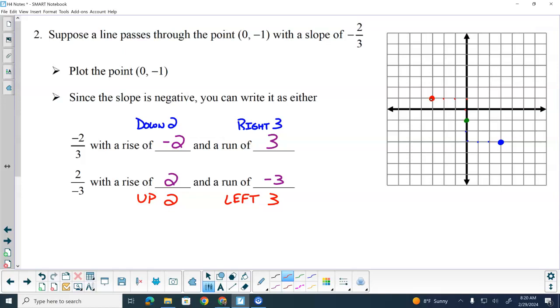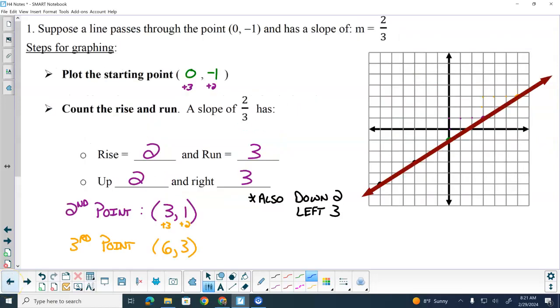So we can repeat that process again. Up 2, left 3. There's another point. Down 2, right 3. There's another point. We want our lines to go all the way across the graph. Okay? So we should be drawing. I don't see a lot of people that drew in the first one yet. We should draw in our lines on these graphs.